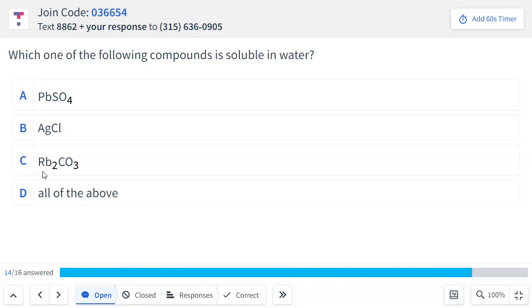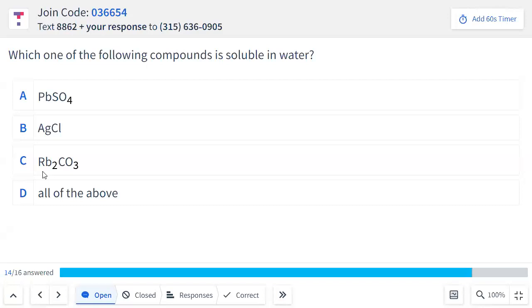Now it comes down to the other ones there. Am I going to choose C or am I going to choose D, since I can only choose one answer? And what I need to look at is, okay, lead and silver, they don't have rules associated with them. I've got to look at the chloride, I've got to look at the sulfate. Now, chloride and sulfate both fit on that usually soluble list.